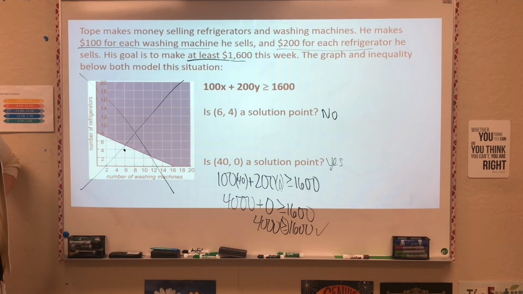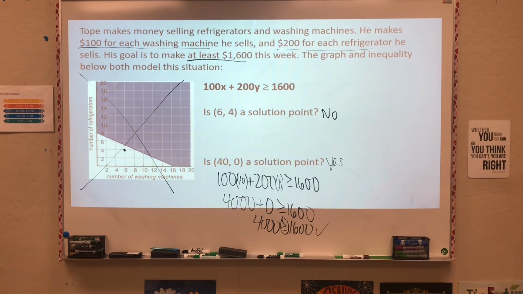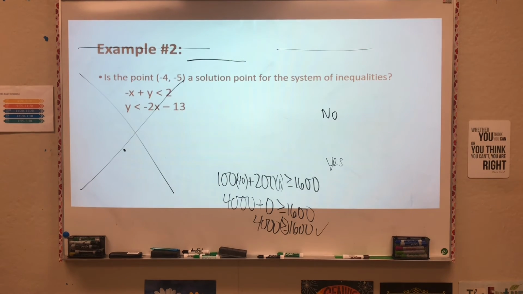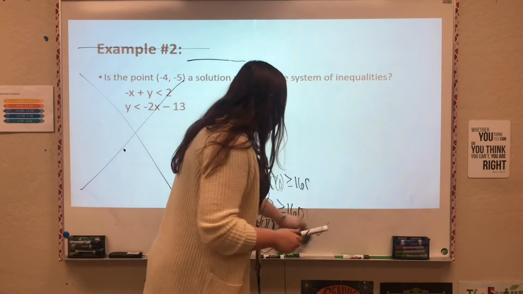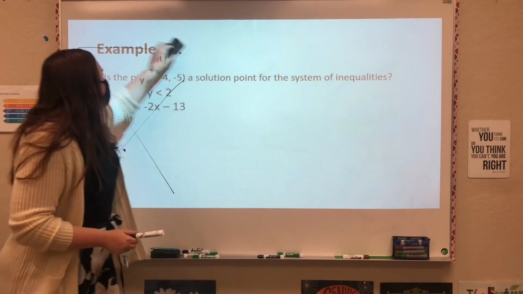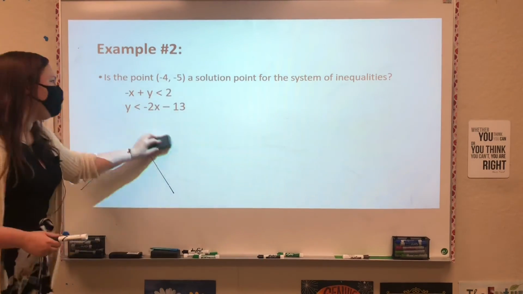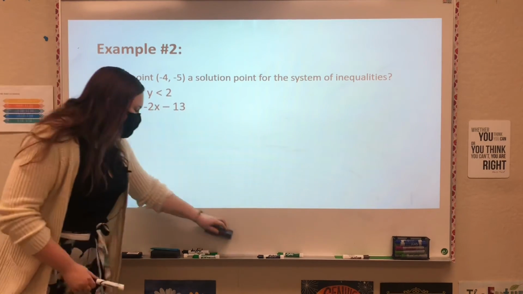How do you feel about this? Good. Okay, so we're going to take away the graph, the story, and just look at the pure inequality, I guess, the system of inequalities here. Similar to what we were just doing, if I asked you, is the point (-4,-5) a solution point for the system of inequalities?